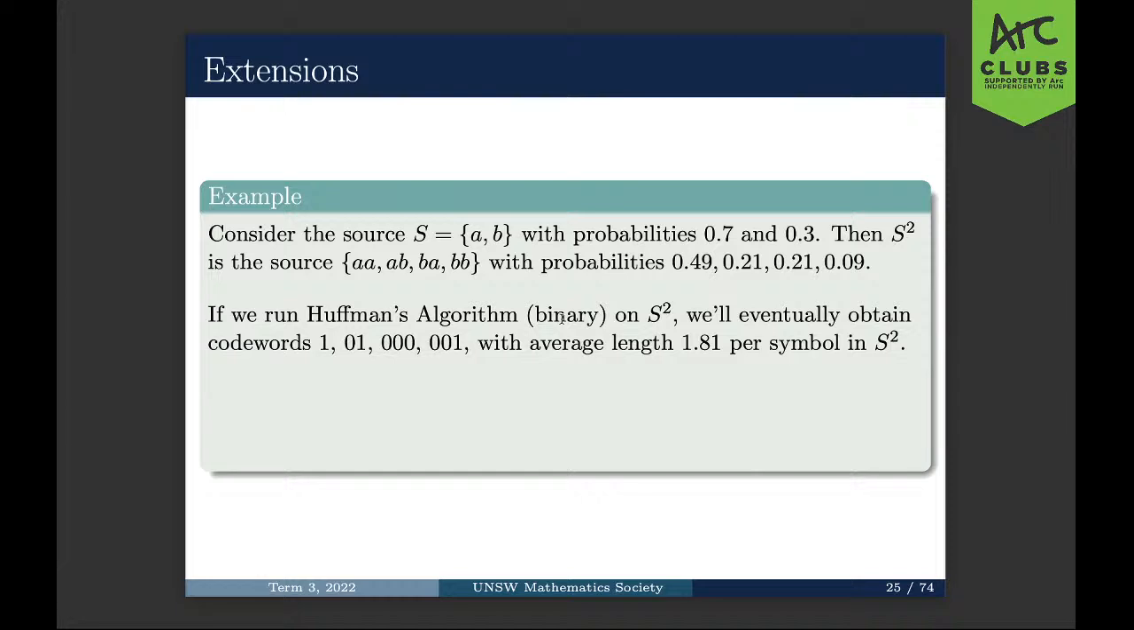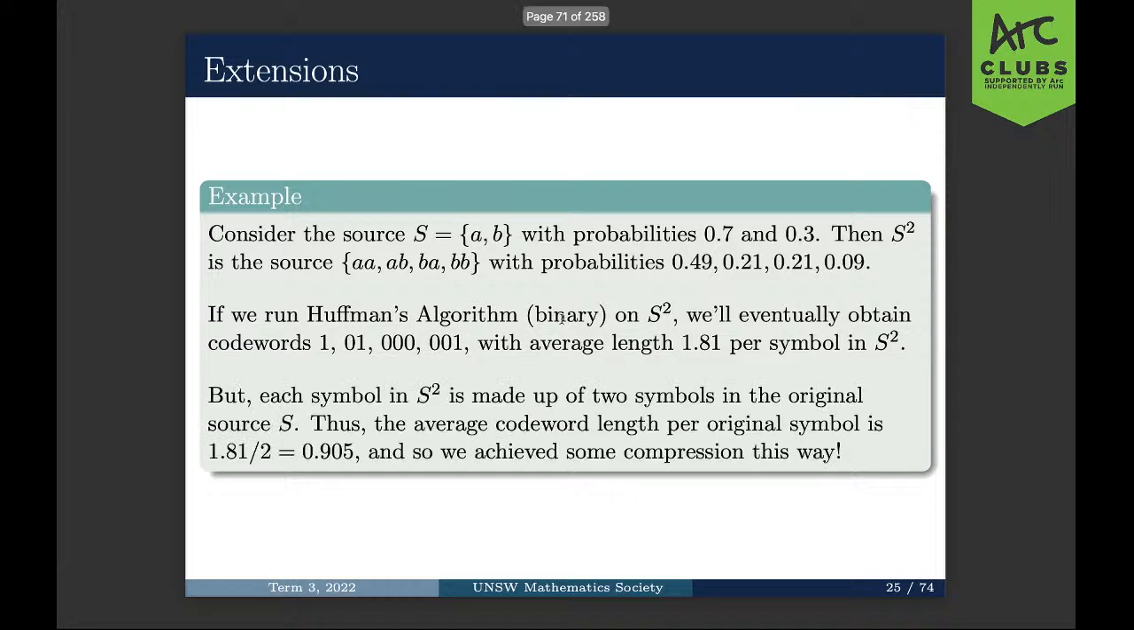Now, what's so good about that? Well, each of these symbols in the second extension is made up of two original symbols in the source that we started off with. So per original symbol, the average code word length would be 1.81 divided by 2, which is 0.905, which is pretty good. That's better than 1. So we achieve some compression this way.